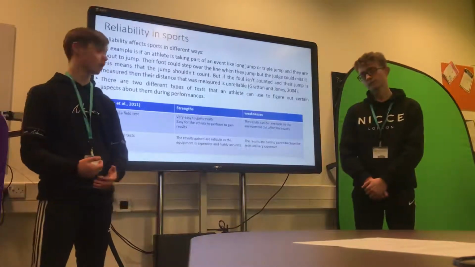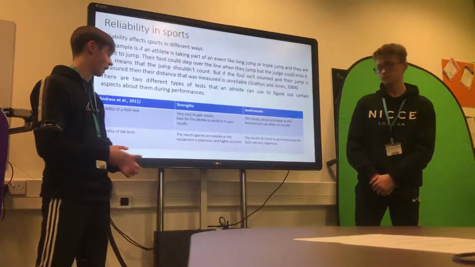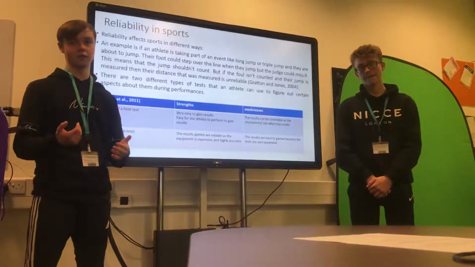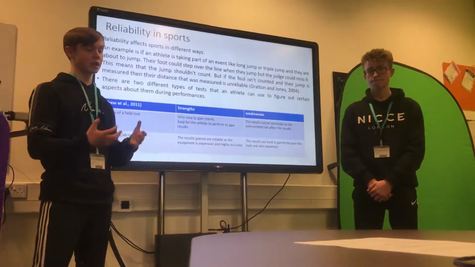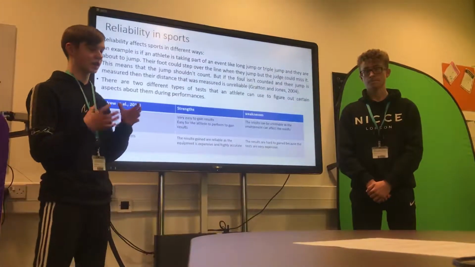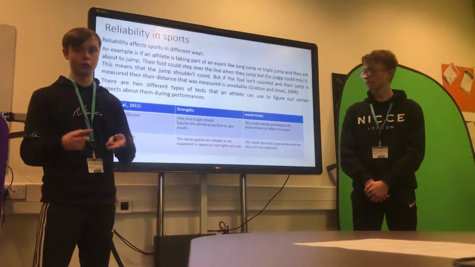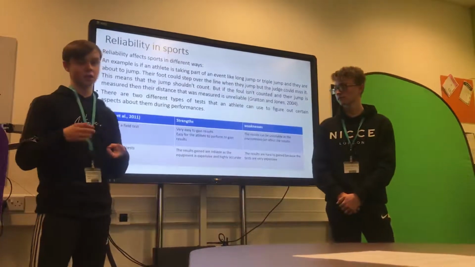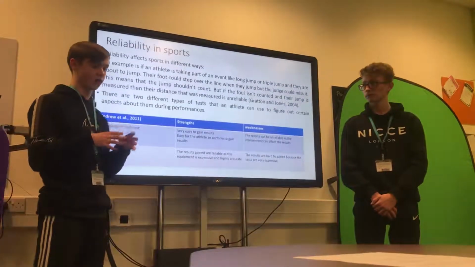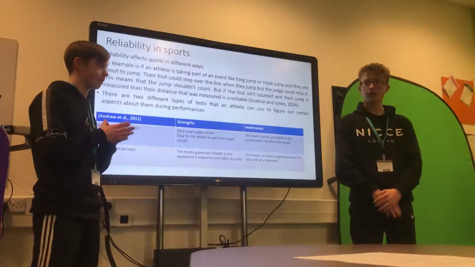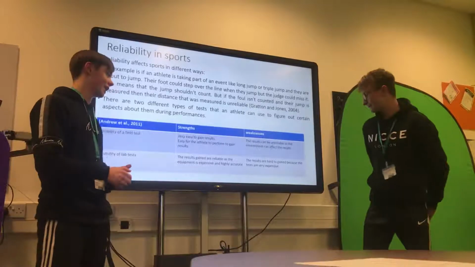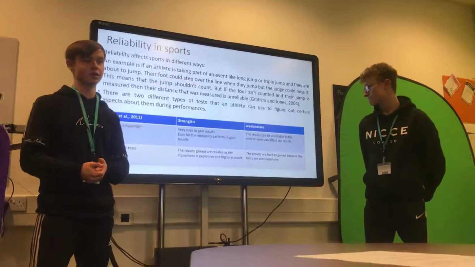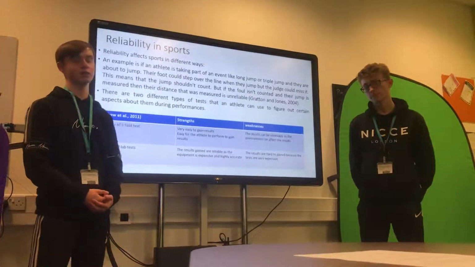Strengths of the reliability of lab tests: the results gained are reliable as the equipment is expensive and highly accurate, meaning there's no human error, and the environment it's done in is stable, so there's no wind, no rain. The floor is at the right level. And the weaknesses are the results are hard to gain because the tests are very expensive, so not everyone has access to it.